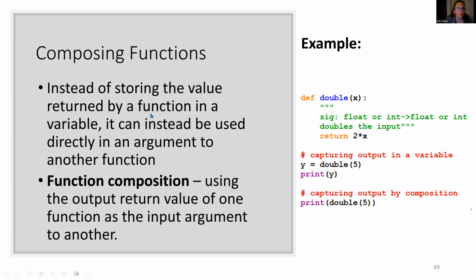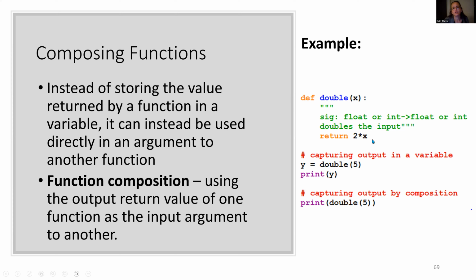So a few more things about composing functions. Instead of storing the value returned by a function in a variable, it can instead be used directly as an argument to another function. That's called function composition, using the output return value of one function as the input argument to another. So we've just seen that, and here's another example.